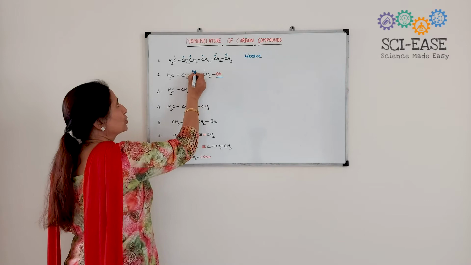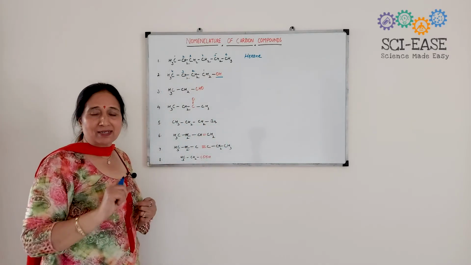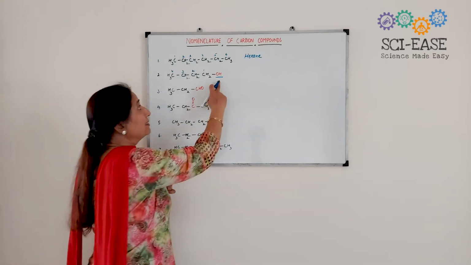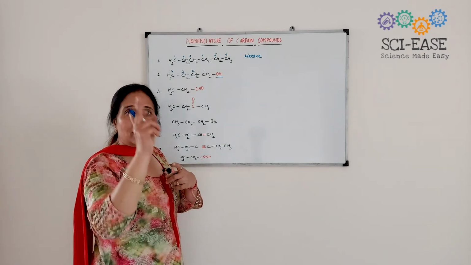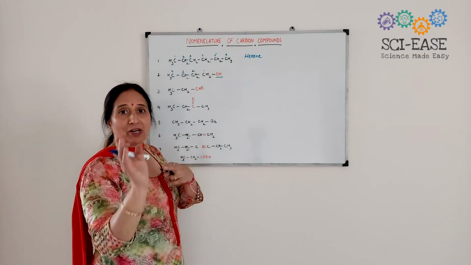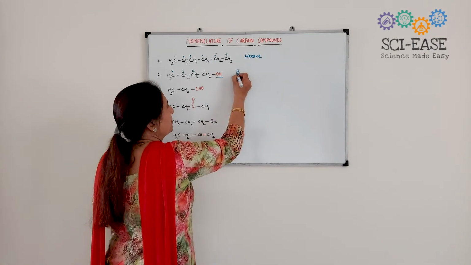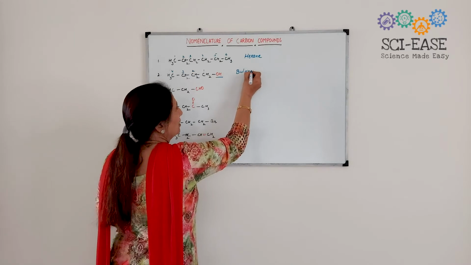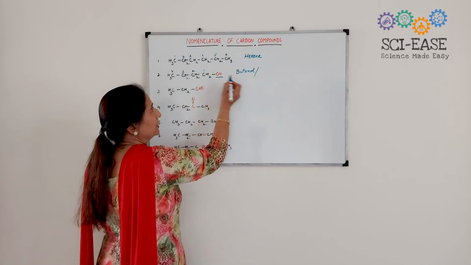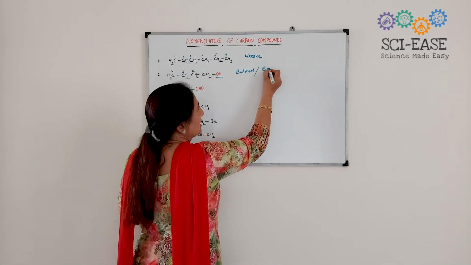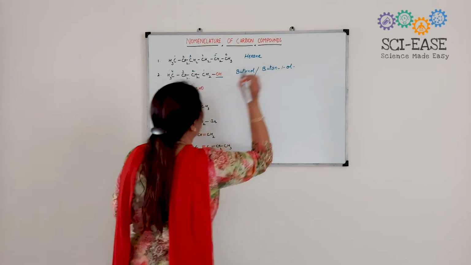So it is 1, 2, 3, 4. Butane is the parent name, but as the alcohol group is present here, instead of butane we will write butanol. The e will be deleted and the name is butanol. And sometimes, because it is present on the first carbon, we will write it like butan-1-ol.